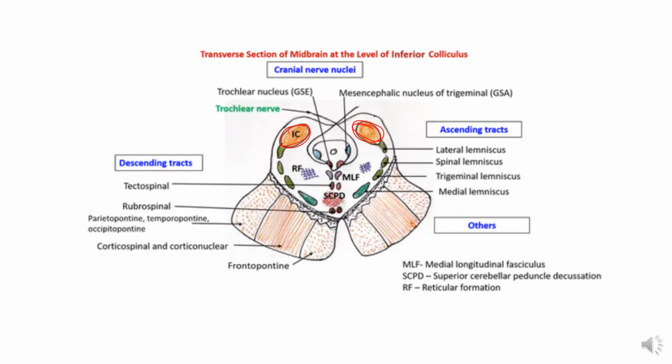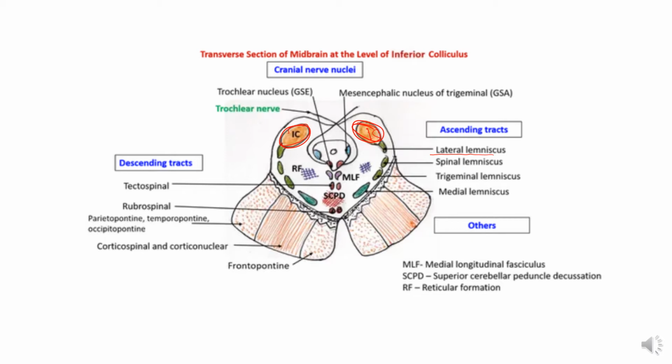It receives many of the terminal fibers of the lateral lemniscus. So it receives fibers from the lateral lemnisci. The pathway then continues through the inferior brachium to the medial geniculate body, as I have shown you before. So the terminal fibers of the lateral lemniscus go into the inferior colliculus, and then they go through the inferior brachium to the medial geniculate body.